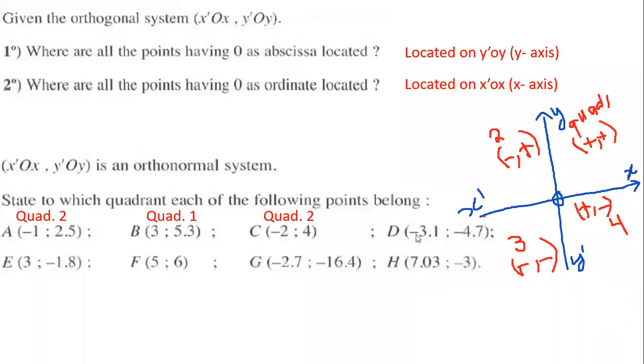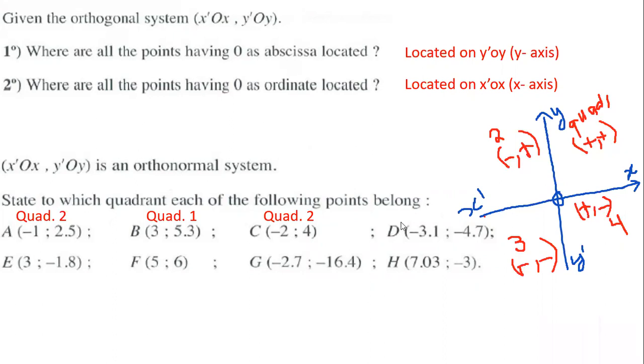But what did we do here? We put, for each quadrant, how the abscissa is and how the ordinate is. In quadrant 1 we have positive abscissa, positive ordinate. In quadrant 2 negative abscissa, positive ordinate. In quadrant 3 negative abscissa, negative ordinate. In quadrant 4 positive abscissa, negative ordinate.